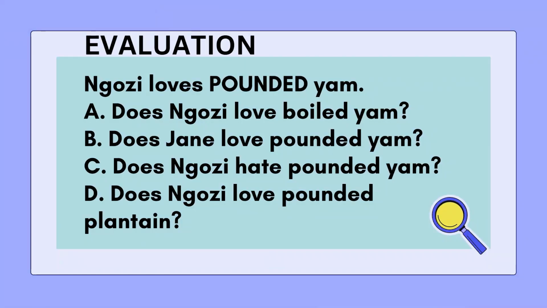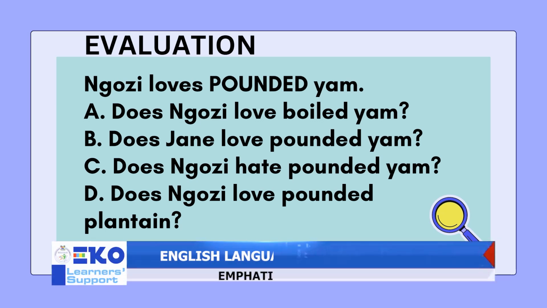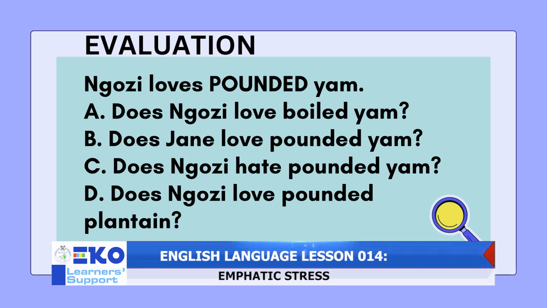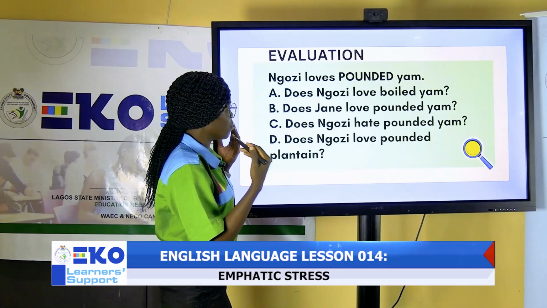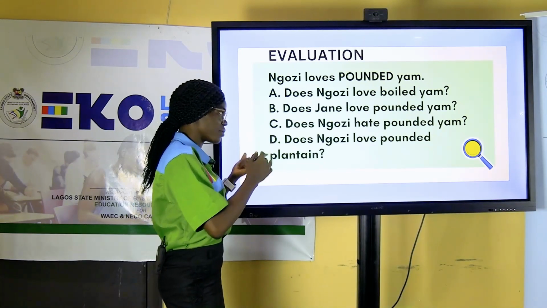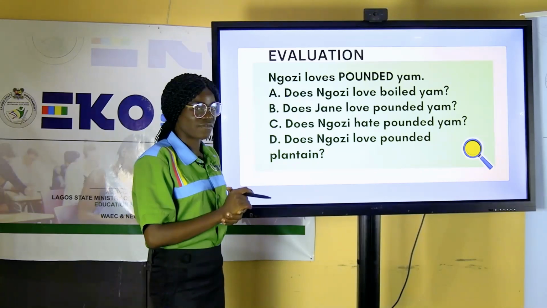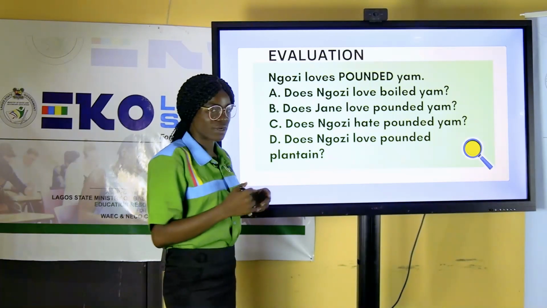Does Ngozi love boiled yam? No. Boil is not where we have the emphatic stress. Does Jane love pounded yam? Does Ngozi eat pounded yam? Does Ngozi love pounded plantain? Plantain is not where we have the emphatic stress. But the focus is on pounded. So what contradicts the emphatic stress from the options you've read?